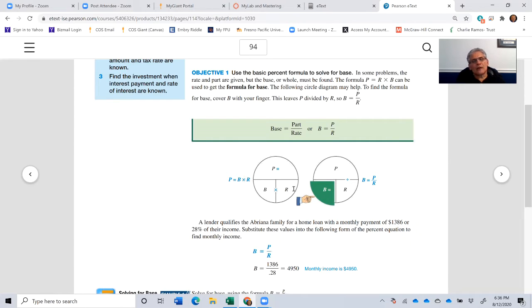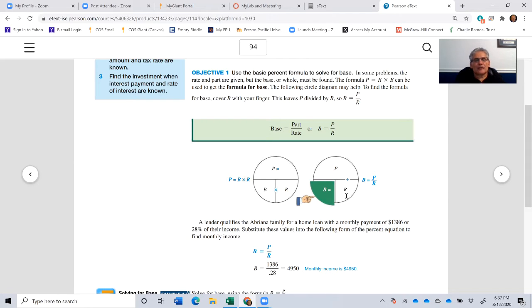And then from here, what we have to do is put our thumb over the missing part. Pretend this is my thumb. You see this? The cursor is my thumb. Let's say I'm going to cover the base. If I want to know what the base is, let's cover the base. And what's left? P over R. So if I want to solve for the B, because I don't know what the base is, I simply do P divided by R. So B is equal to P divided by R.